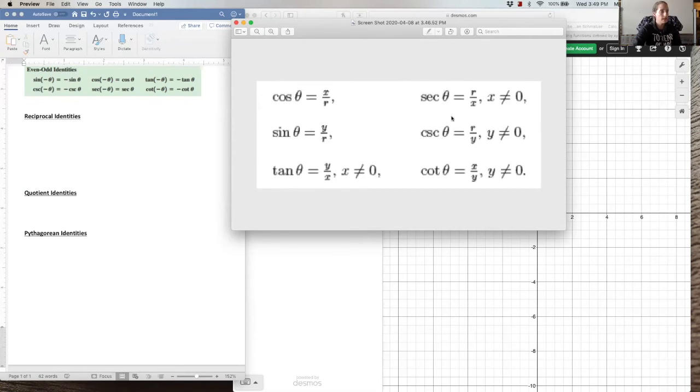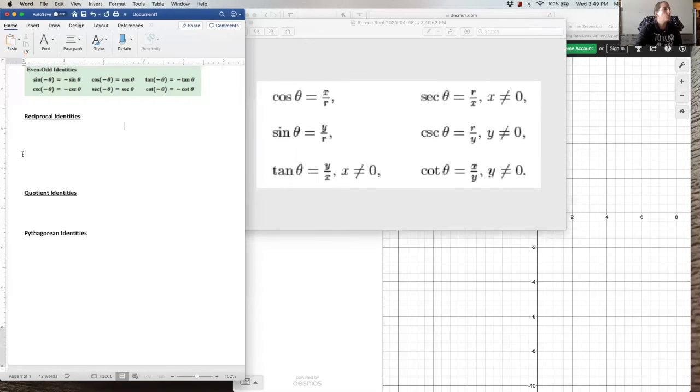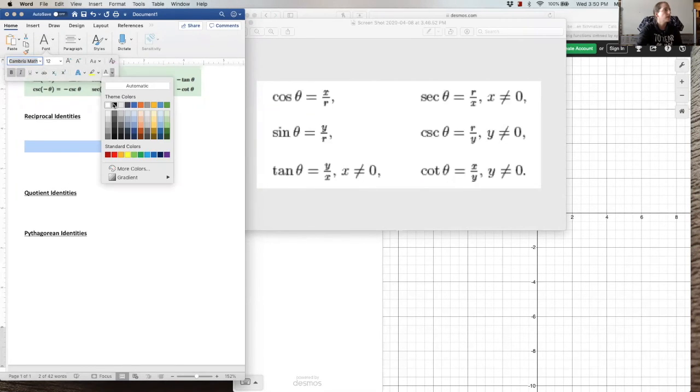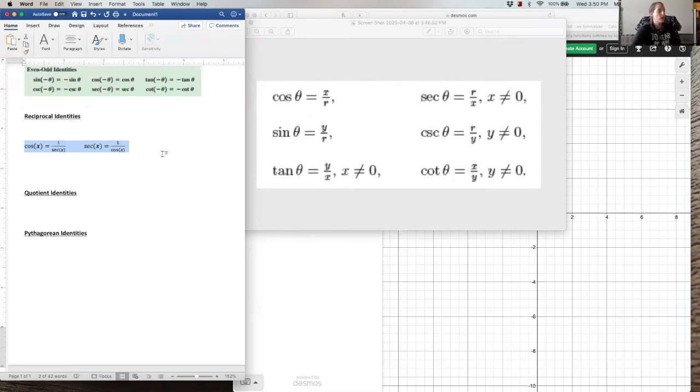Notice that cosine and secant are very closely related. X over r and r over x are reciprocals. That means cosine and secant are also reciprocals. In other words, cosine is equal to 1 over secant, and secant is equal to 1 over cosine. Or this relationship right here. So there's one of our reciprocal identities.